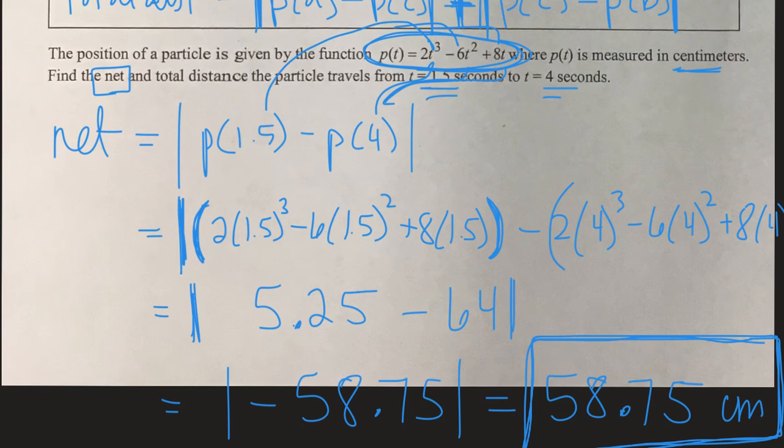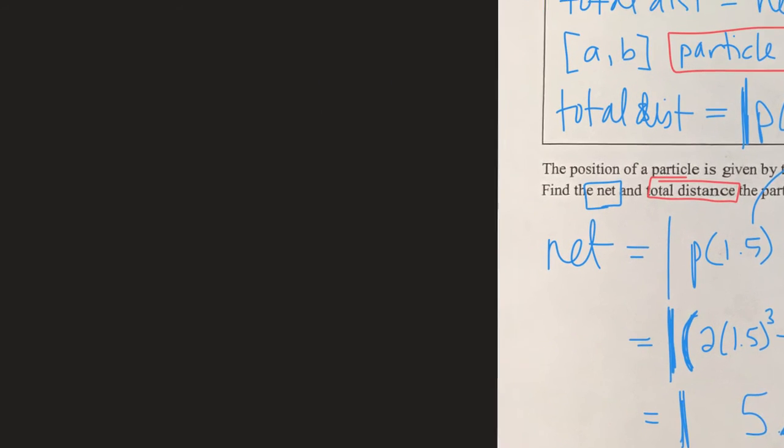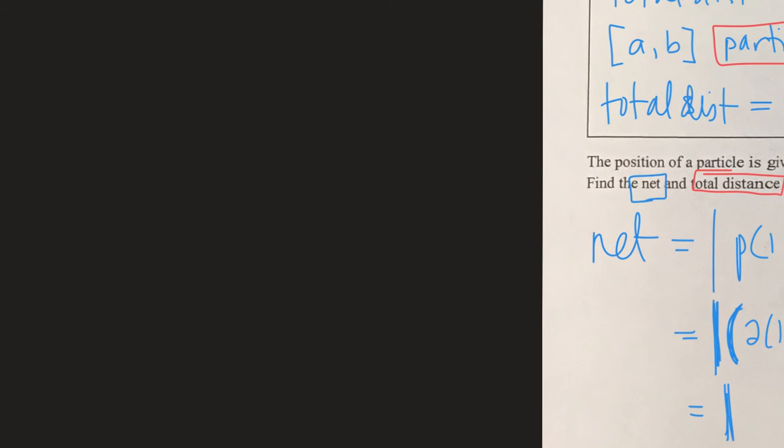So to answer the second part of the question, it asks about the total distance. So in order to know that, we have to see if the particle ever changes direction, because if it does, then we have more to do. So it's important to understand what's happening when the particle changes direction.